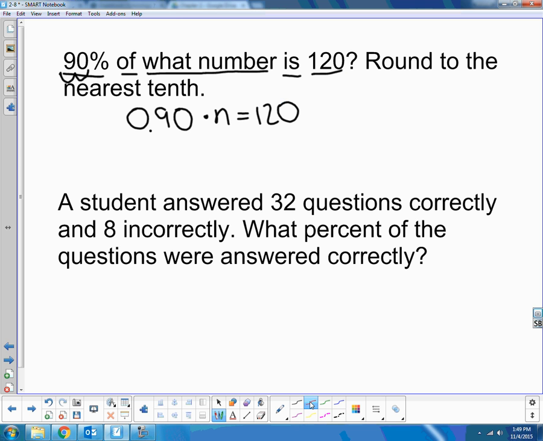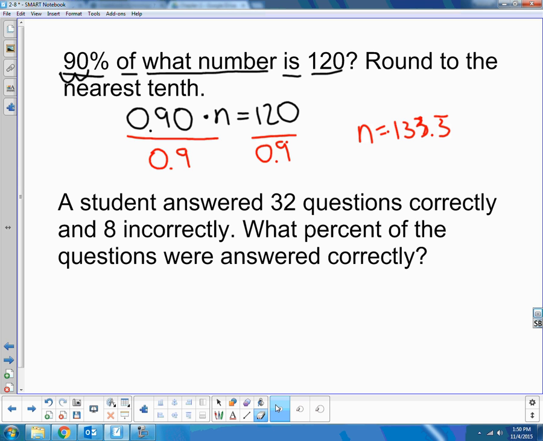Now that I have an equation set up, I can solve that equation. I can divide both sides by 0.90, so 0 and 9 tenths. If I divide by 0.9, I get that n equals 133.3 repeating. And it does say round to the nearest tenth, so it would not repeat after that. It would just be 133.3. That's how we got that answer.